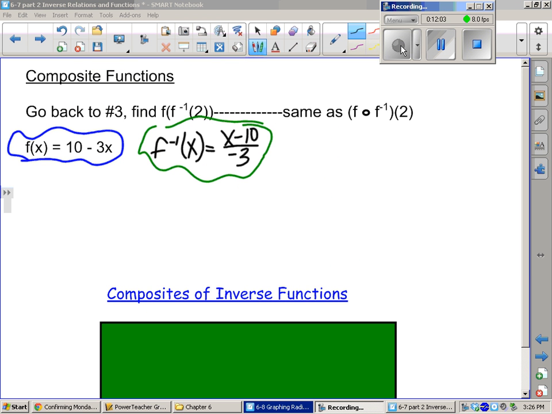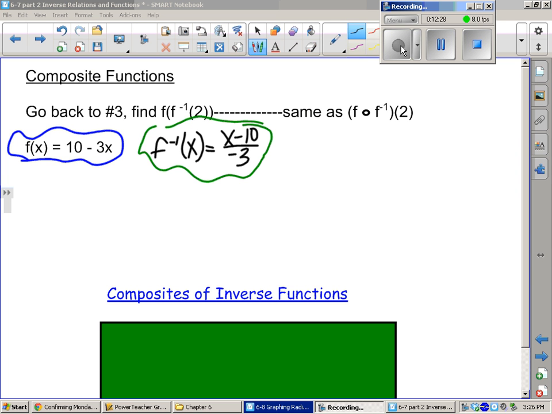All right, now we come to the really fun stuff, composite functions. So if we go back to number 3, we found the inverse function to be x minus 10 over negative 3. We did that on the screen before. So what we're going to do right now is put a 2 in for that function. Wait, this is like f of g of x. Right, but now we're having f of f inverse of 2.